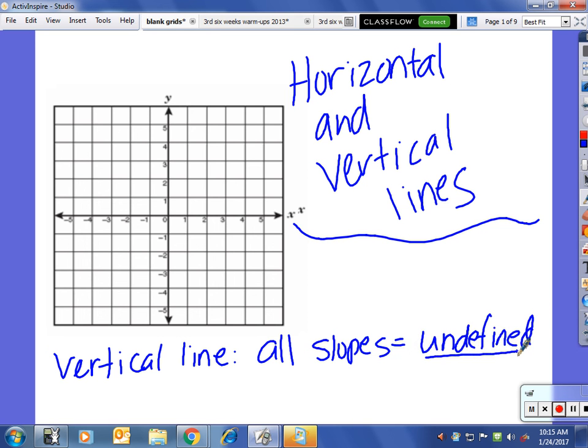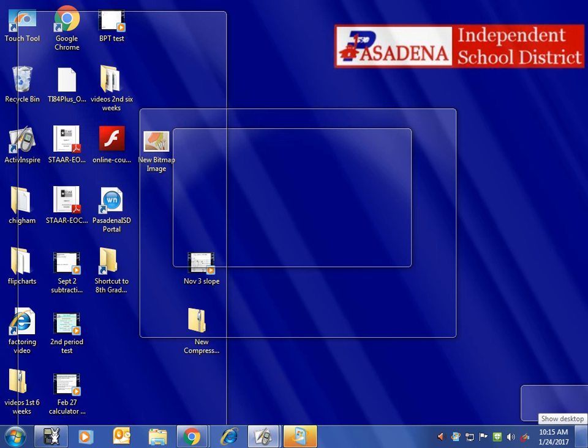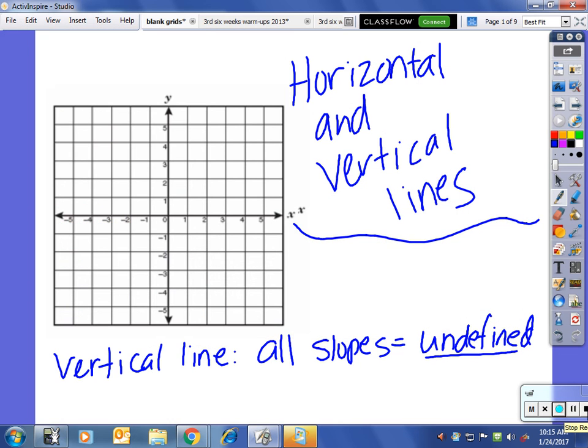So if I tell you that I'm thinking of a line that's got an undefined slope, the first thing that should pop into your head is a vertical line. Now, that is not the equation, though. A vertical line has an equation, and we have to know how to find it, and it's very easy to do.